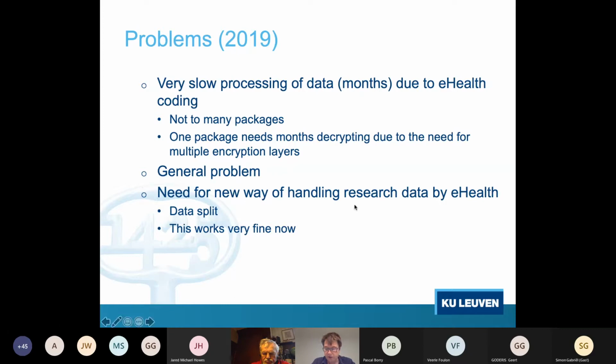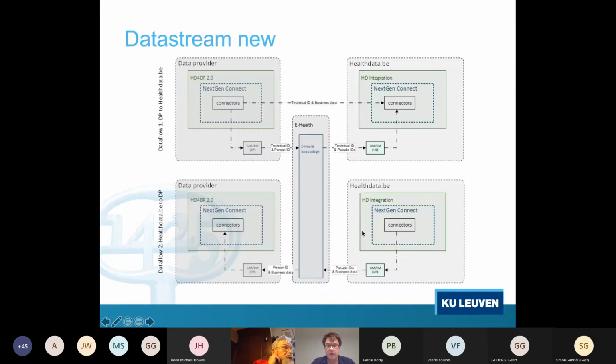After a lot of discussions and a lot of simulations and tests, the conclusion was we need a new data split. I'll show the data split in a minute. The main conclusion is that it works very fine now. What is the data split?